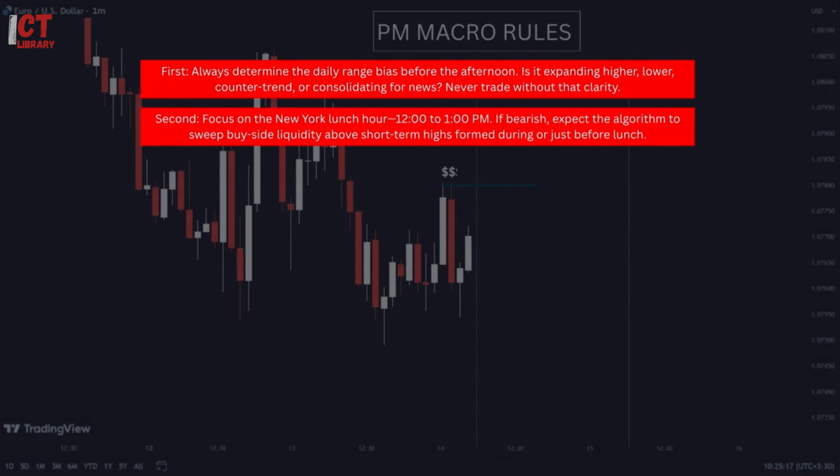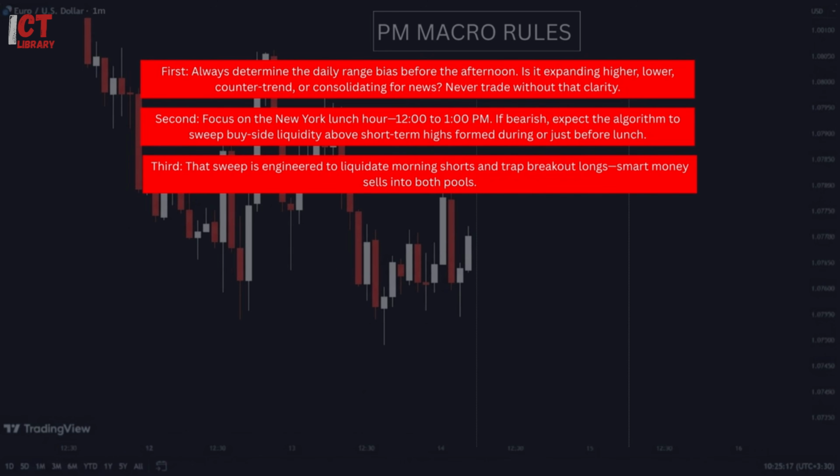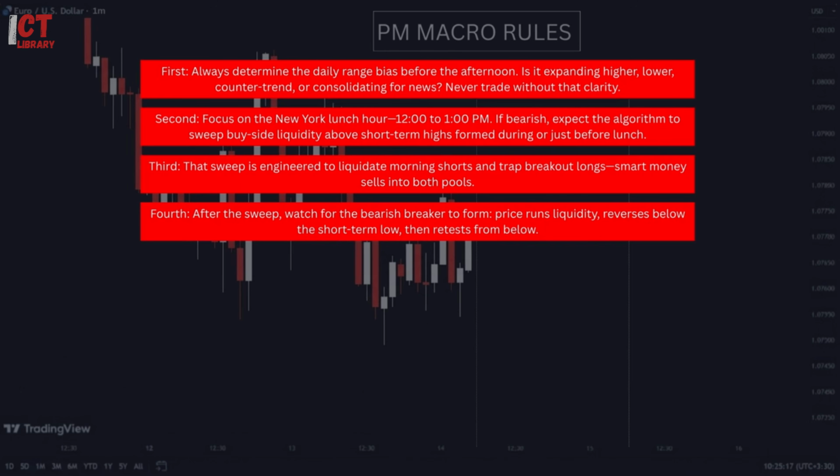Second, focus on the New York lunch hour, 12 o'clock to 1 p.m. If bearish, expect the algorithm to sweep buy-side liquidity above short-term highs formed during or just before lunch. Third, that sweep is engineered to liquidate morning shorts and trap breakout longs, while smart money sells into both pools. Fourth, after the sweep, watch for the bearish breaker to form.